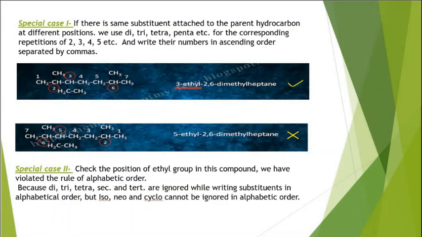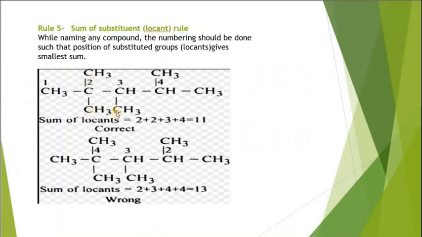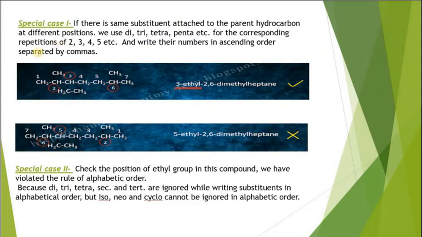Here are some special cases as well that we need to discuss. If the same substituent is attached to the parent hydrocarbon at different positions, as we have seen in the previous example as well, there were 4 methyl groups attached at different positions in the compound. You could see there are 4 methyl groups present. So in that case, how do we name it? We use the term di for 2 same alkyl groups. If there are 3 same alkyl groups, we use the term tri, then tetra and penta for the corresponding repetition of 3, 4 and 5, etc.